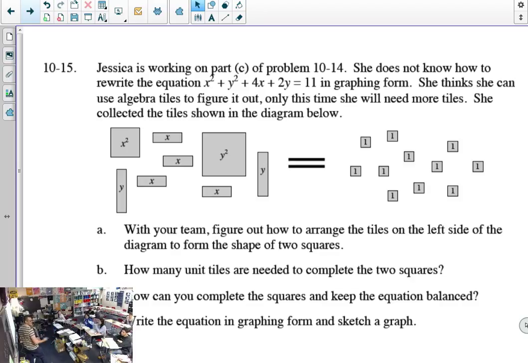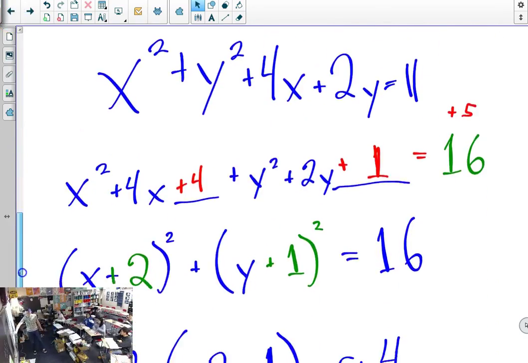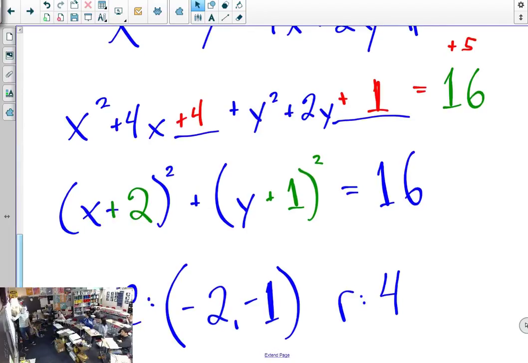He has a question. We added 5 to it because we added 5 on the left-hand side, and we added the 4 and added the 1. So we added this 4 so that this would work out as a perfect square. Added this 1 so this would work out as a perfect square. And then, because of that, we had to add 5 to the right side. Thank you for asking. Are we okay?